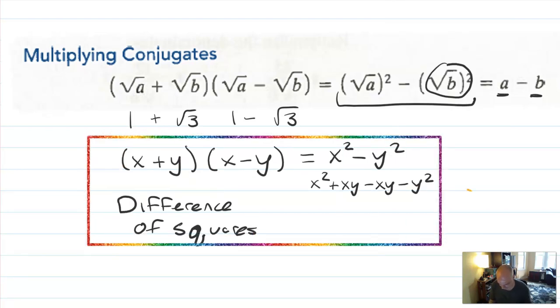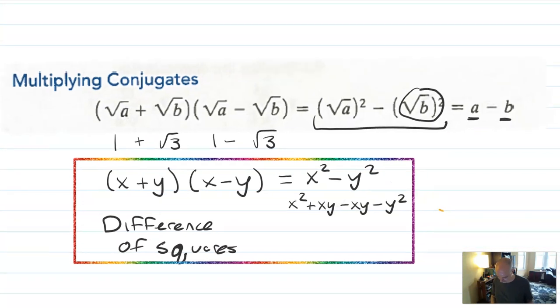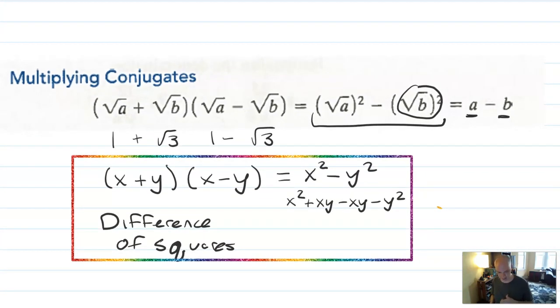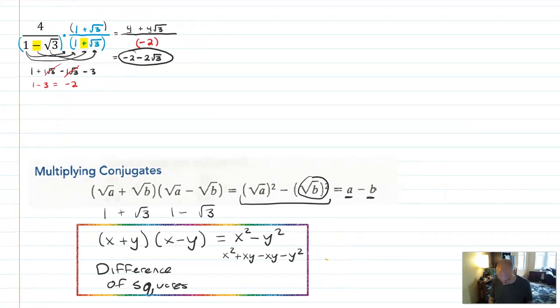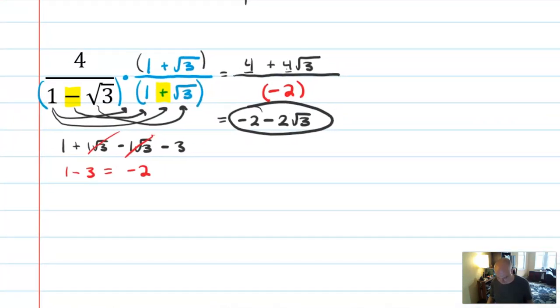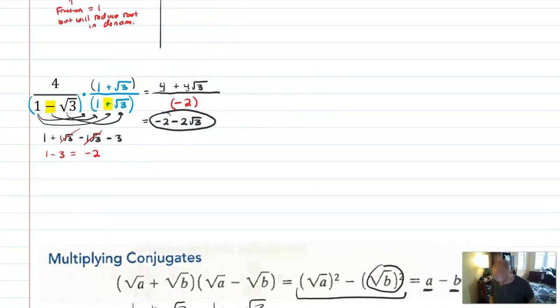So if you're not really familiar with that, I'd suggest you take a second and multiply that out and really explore that a little bit more. But it is the factoring pattern that lets a lot of things happen, including rationalizing goofy denominators like this one.